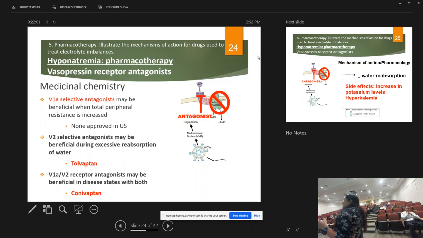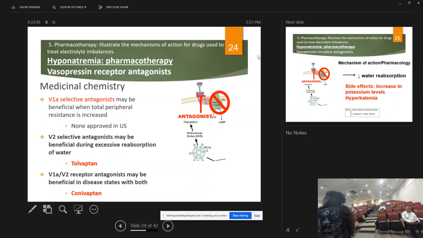So the V2 selective antagonists include tolvaptan, and the V1A, V2 antagonists are not selective. They are used at different times. It's beneficial when there is excessive reabsorption of water, in a disease state. I don't know which kind of disease state that would be, but maybe you'll get more information on that in your clinical courses. Basically, these are the two different groups you'll be using. One is a V2 selective antagonist, the other one is not selective. It can act on both V1A and V2.